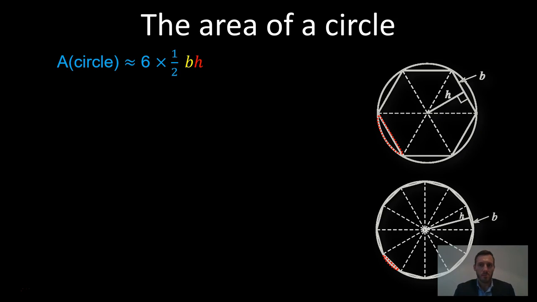As we break the circle down into more triangles, you'll notice that the error reduces. I've highlighted this in the bottom circle where we've broken it down into far more triangles.